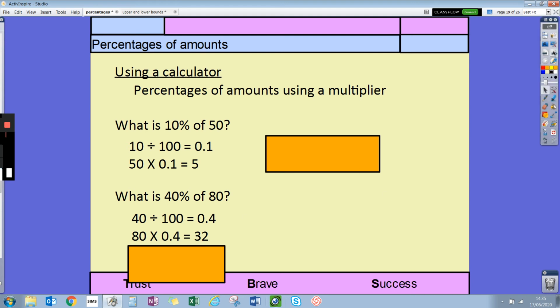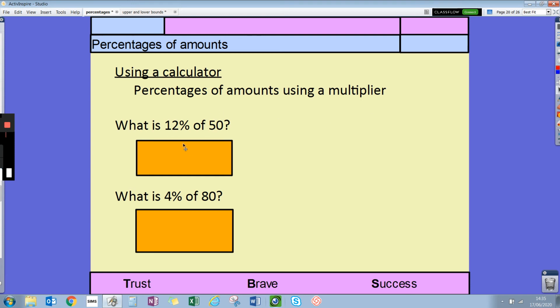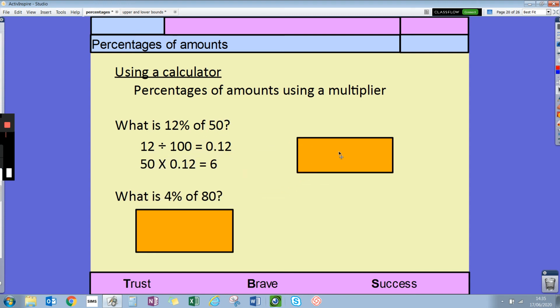Okay, so let's have a look at a couple more. So 12% of 50. We're going to convert 12% to a decimal, so we're going to divide by 100. 12 divided by 100 is 0.12. Then we're going to do 50 times 0.12, which is 6. So 12% of 50 is 6.